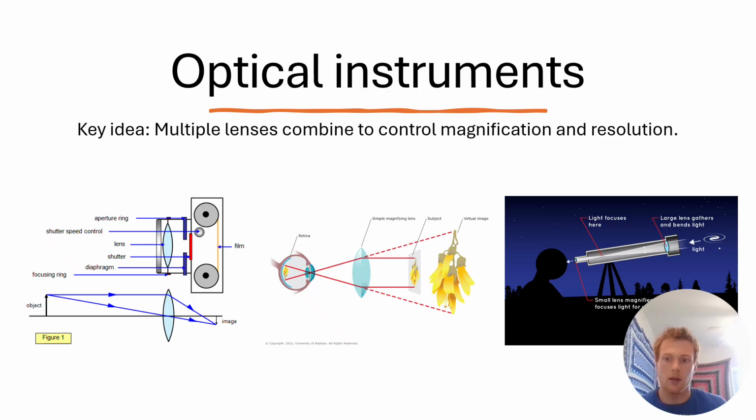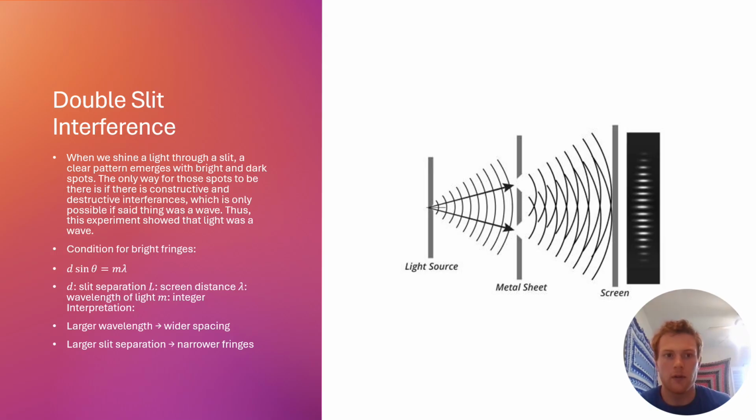Here are the optical instruments, just some common examples of how we can use lenses to manipulate light so that we can see things clearer, closer up, stuff like that. A big part of this class was using the double slit interference experiment to show that light was a wave. The main implication was that we saw a constructive and destructive interference pattern, which is only possible if the thing was a wave. Therefore, light is a wave as well.